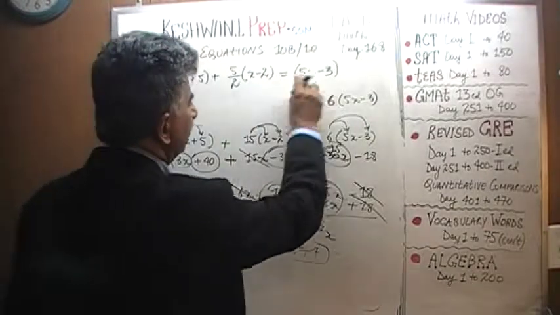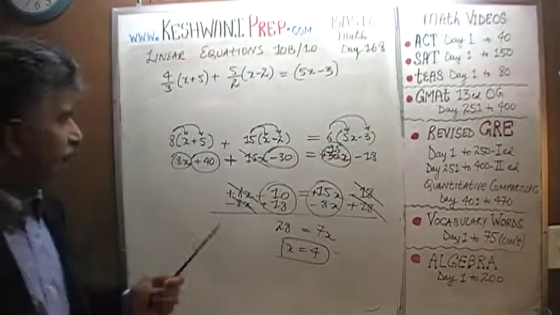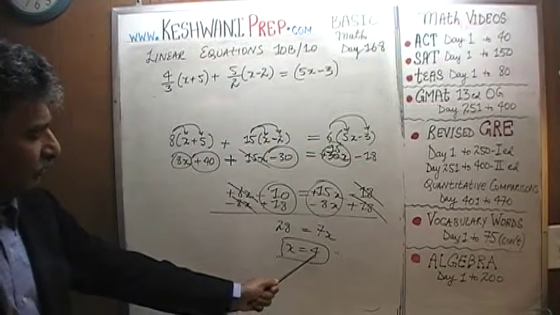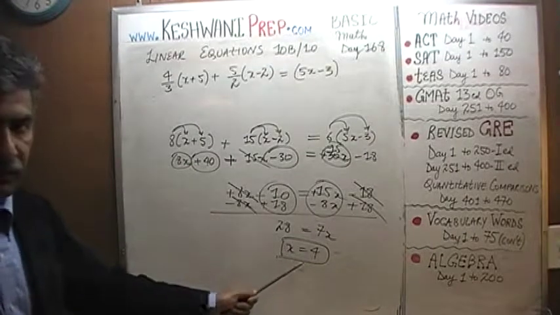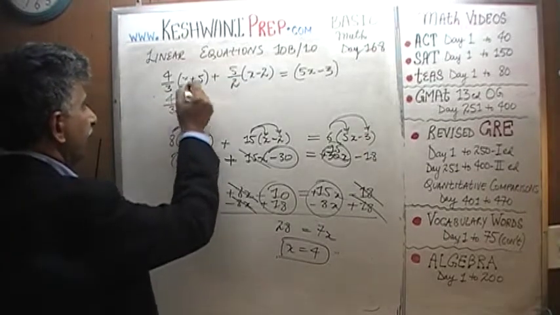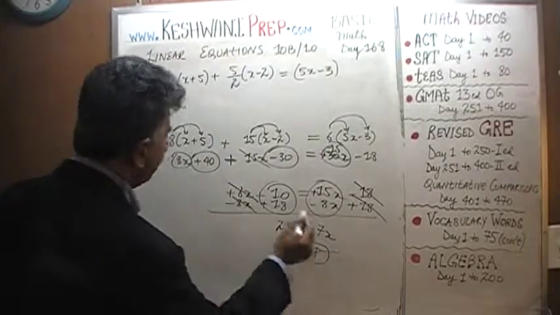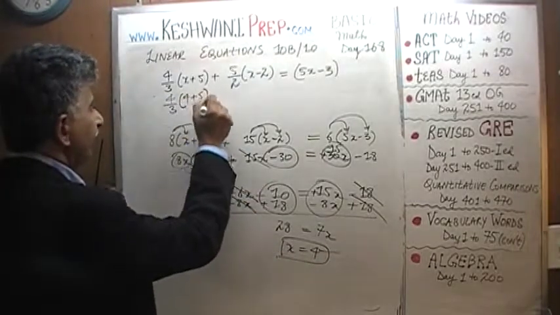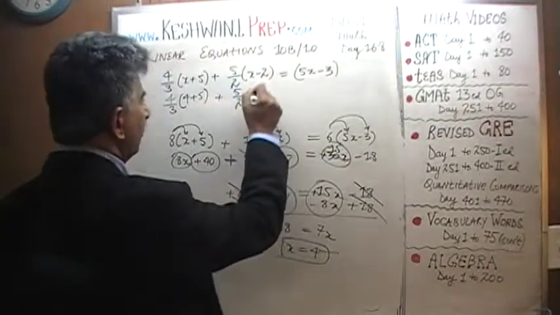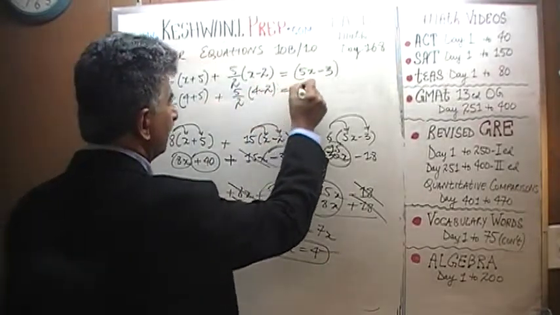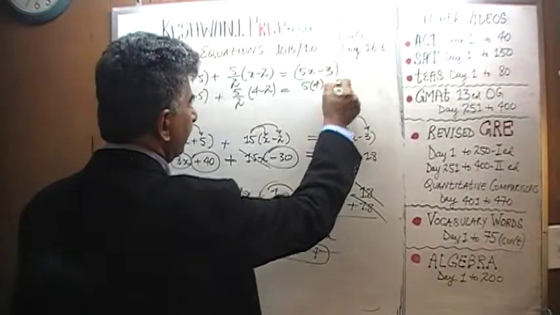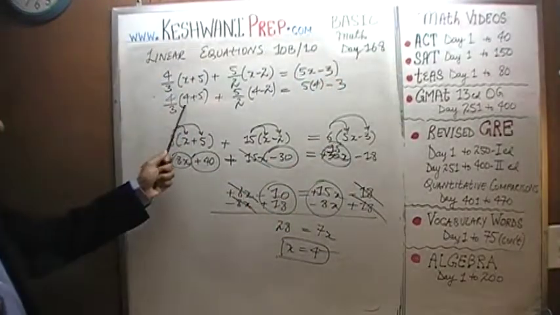It'll be easier to do our verification if we do it right under the original equation. So here, what we're claiming is that x is equal to 4. We have to verify that that claim is in fact true. So here we have 4/3 times (4 plus 5) plus 5/2 times (4 minus 2) equals 5 times 4 minus 3. So let's see what we get, okay, shall we?